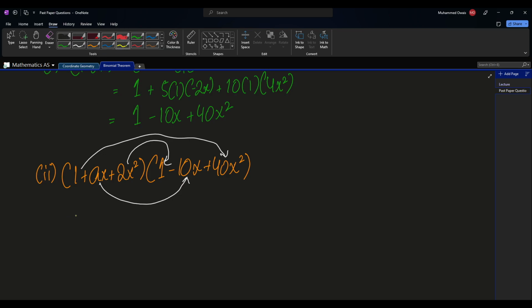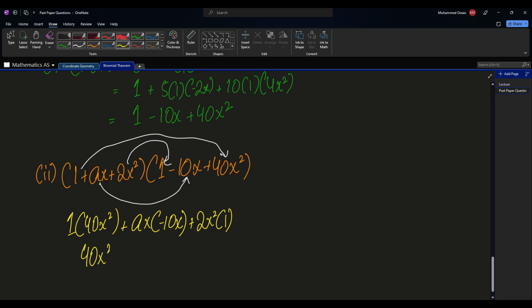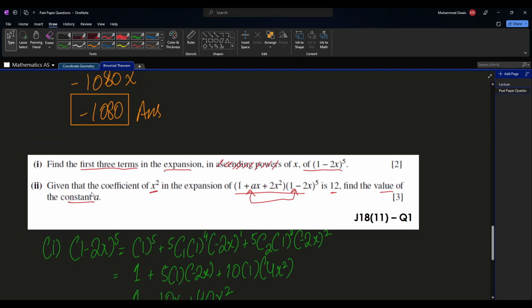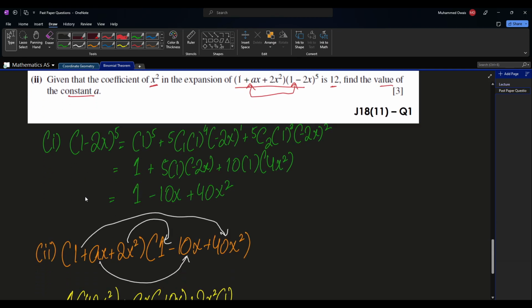So then let us do that. 1 into 40x square plus ax into negative 10x plus 2x square into 1. So this gives us 40x square, negative 10ax square, and this is plus 2x square. Now then, this becomes 42x square negative 10a and x square. Now then, we need to equate it to 12x square.